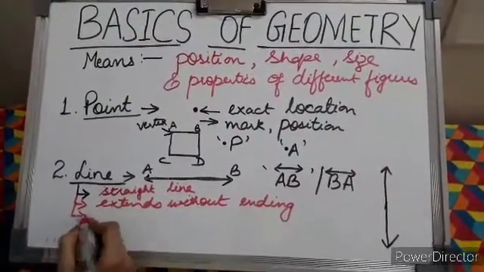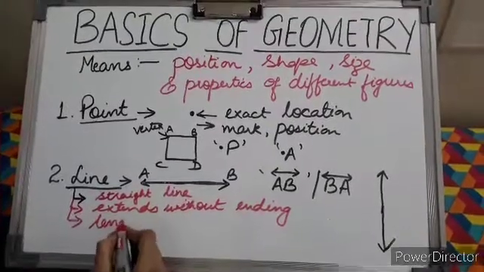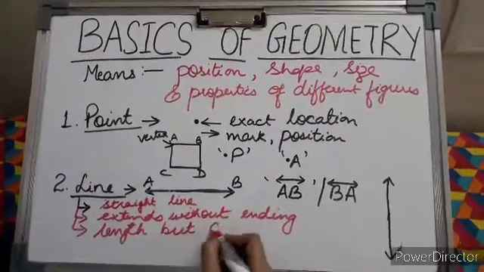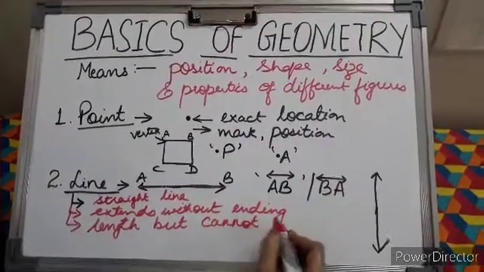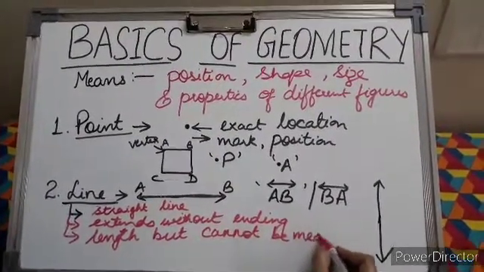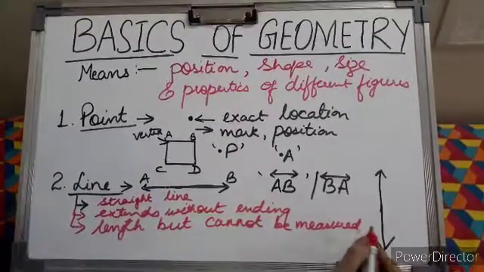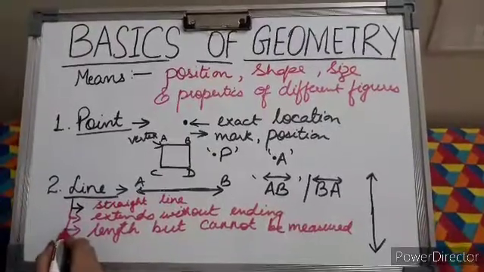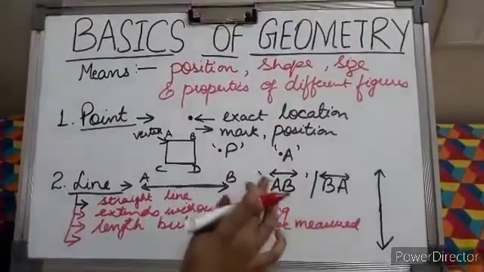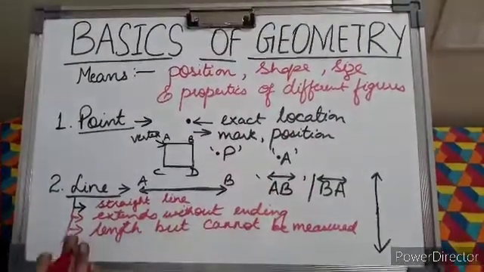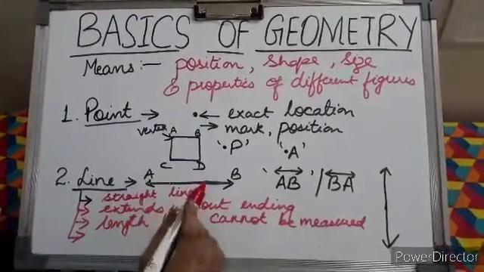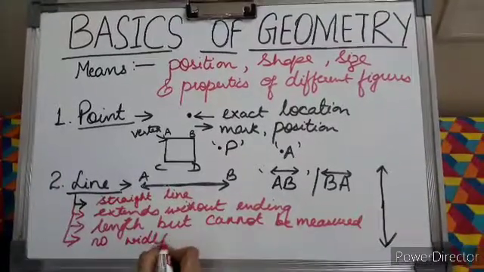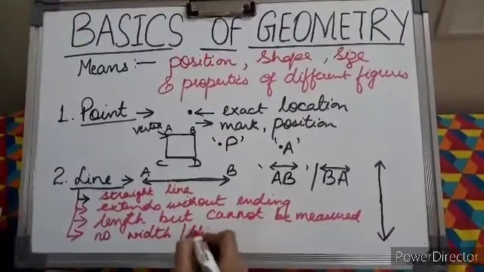and a line has a length but it cannot be measured. Why? Because it is never ending. So how can you measure the length of the line? Okay, and what is the symbol? The symbol I showed you here. And it is always represented with a capital letter. It has no width or thickness.